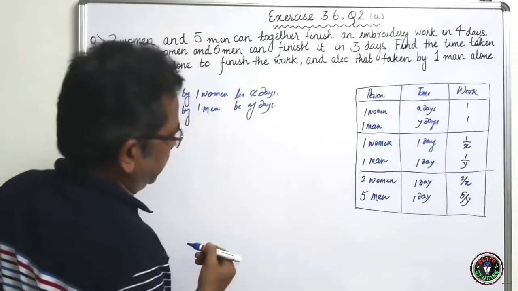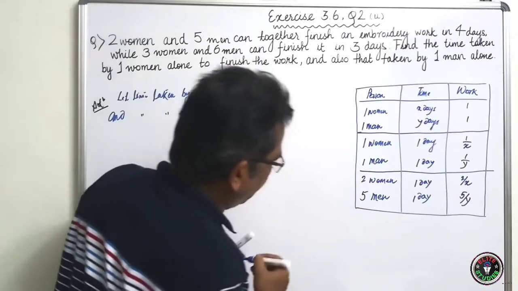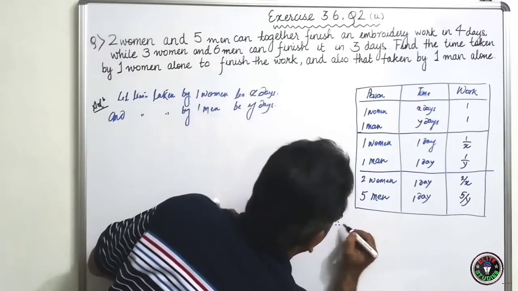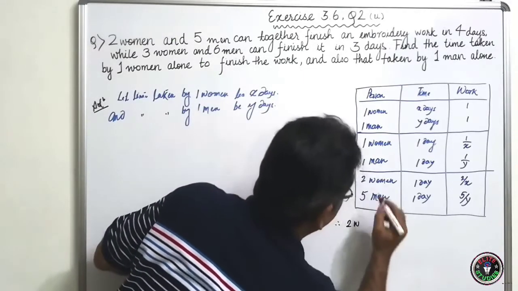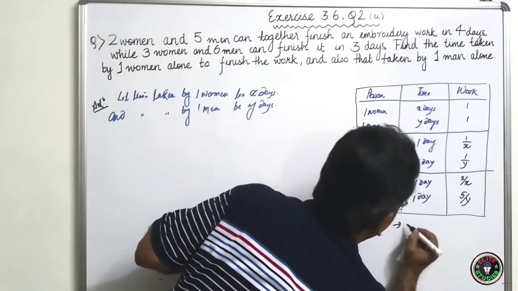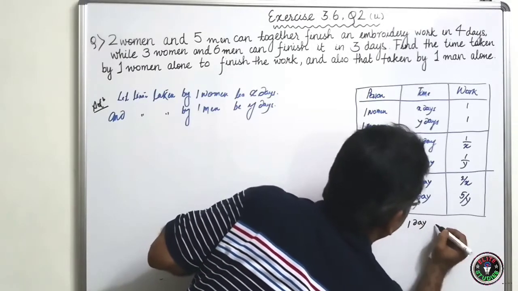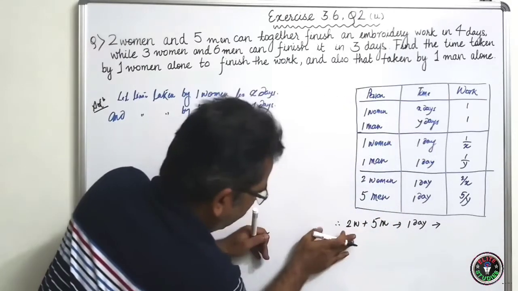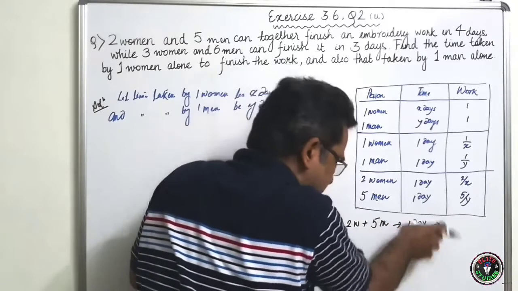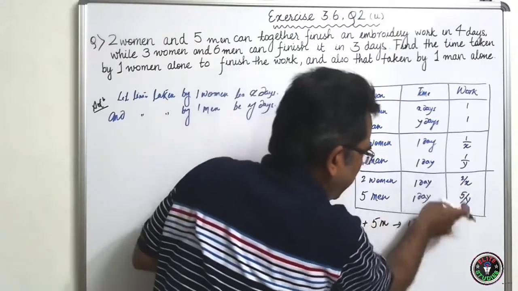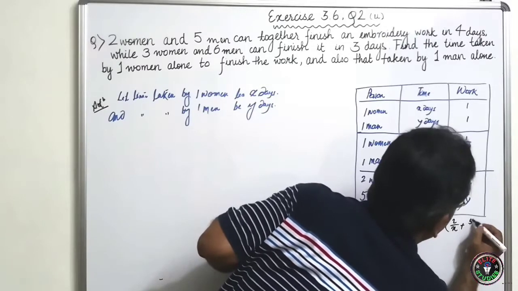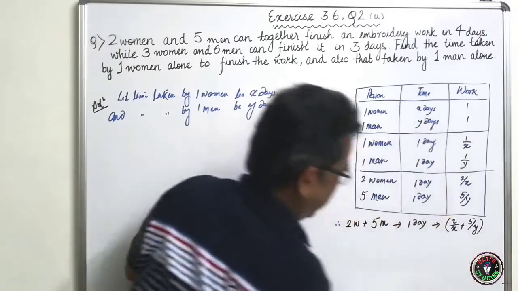Now, 2 women plus 5 men, if you put them together to work for one day, then they will do this much work: 2 by X plus 5 by Y.